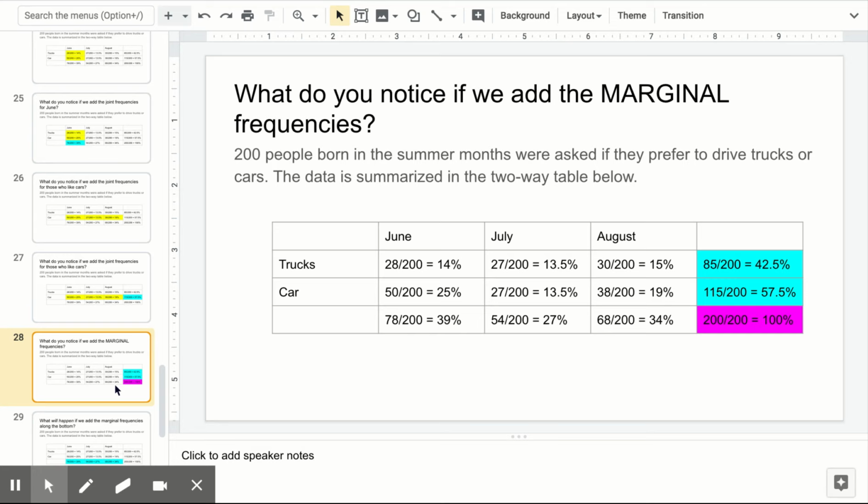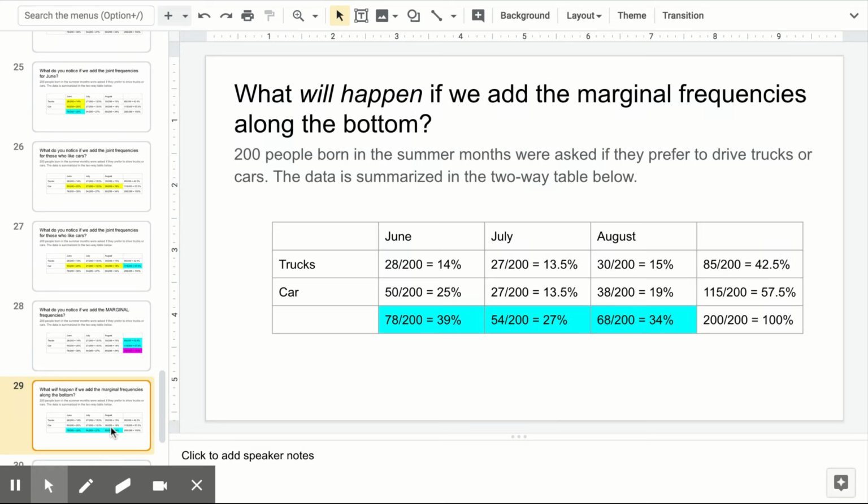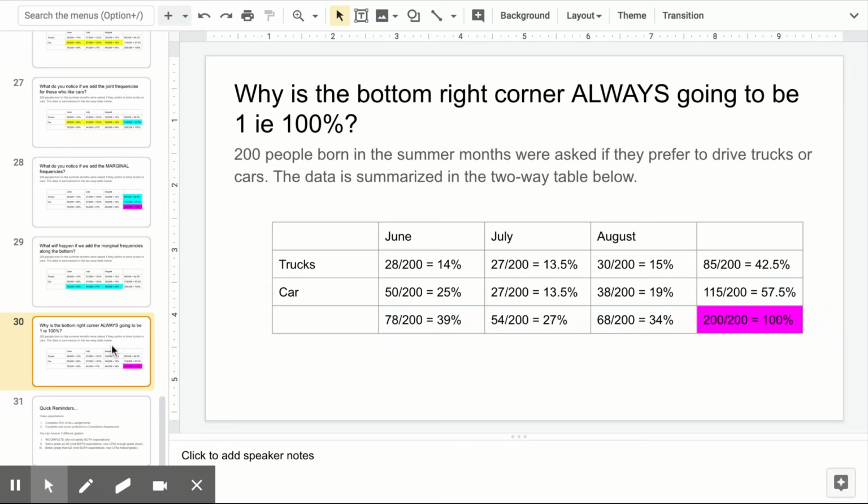So without doing any math, if I were to add that bottom row together, if I add 39, 27, and 34, it should in fact add up to 100%. So before I let you go, I want you to tell me why 100%? Why does that make sense there? This is just going to be a free response. There are no wrong answers there. Why are we always getting 100% there?